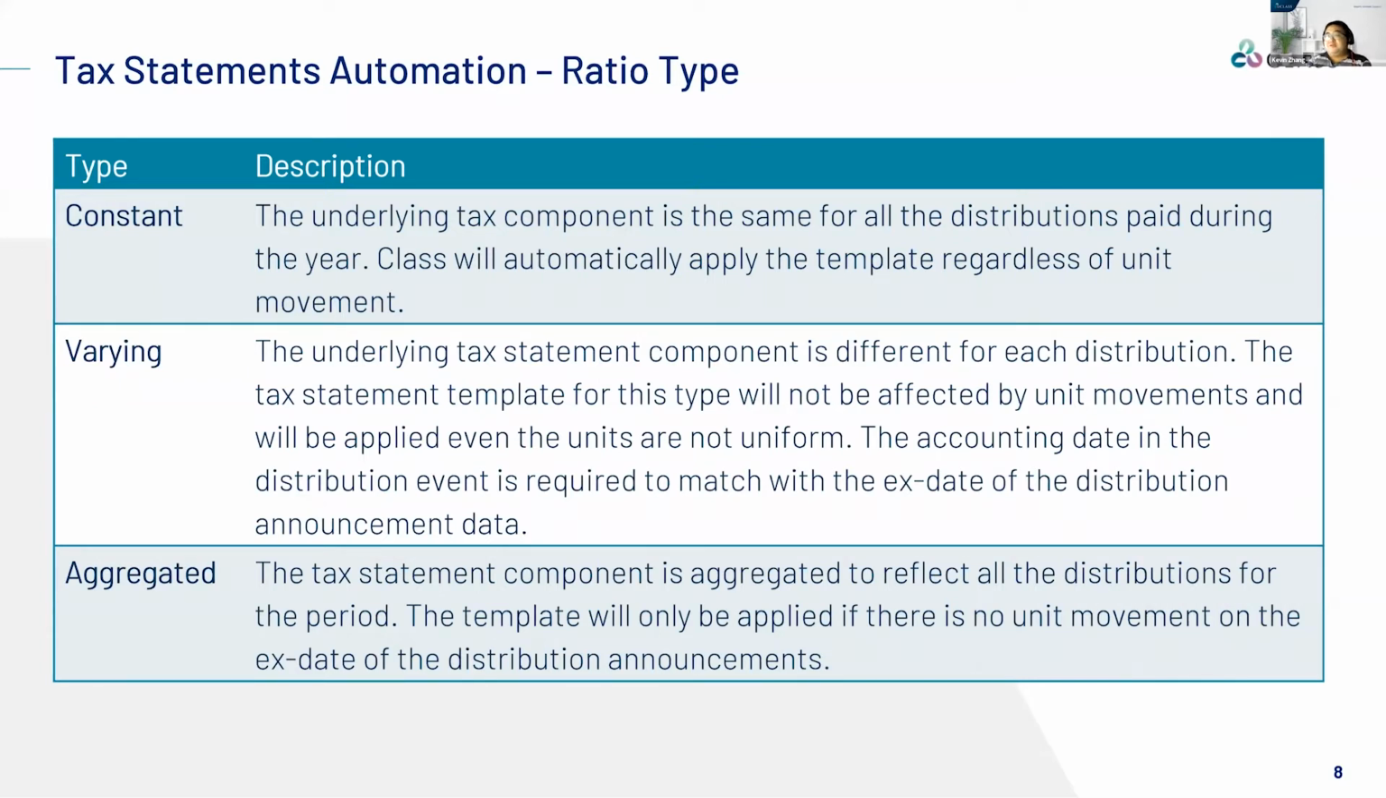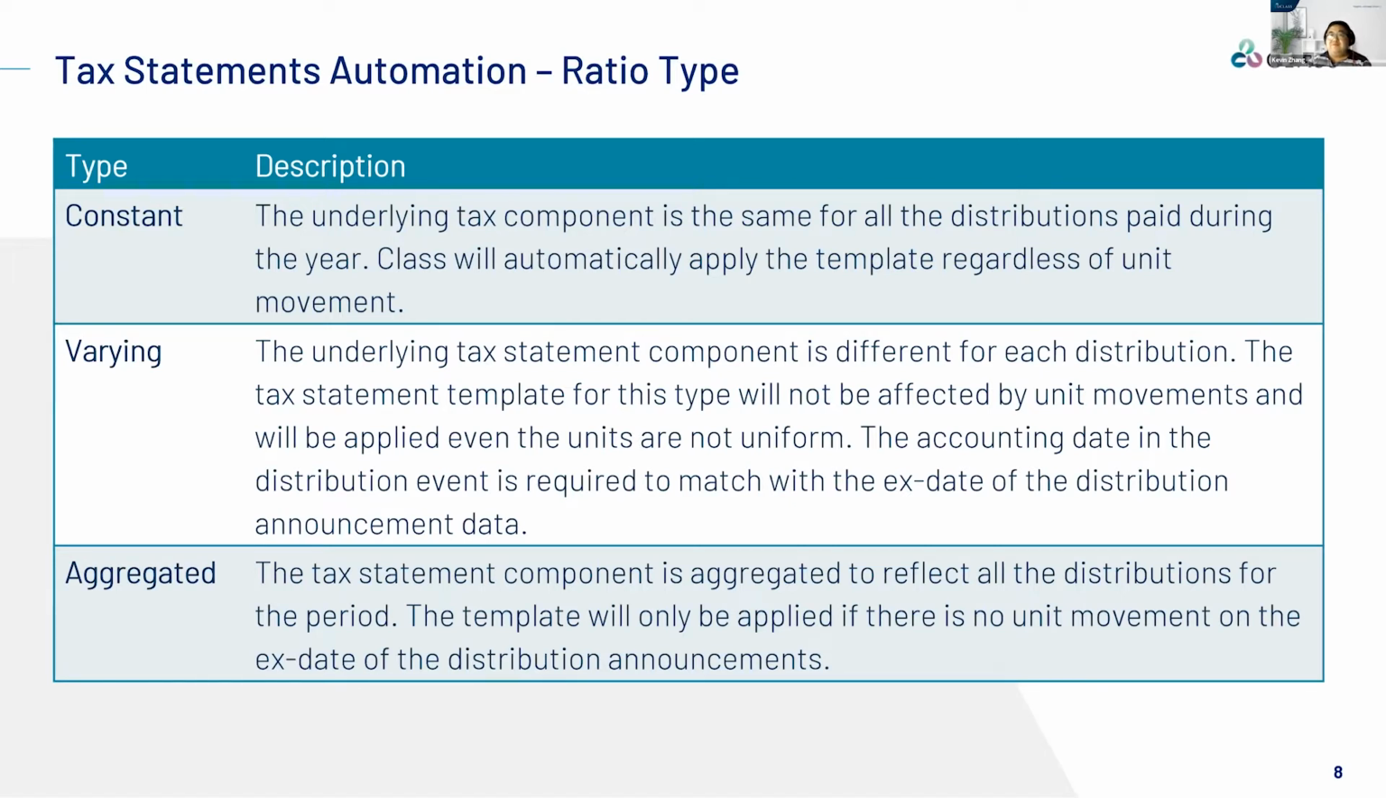So those tax statement components are usually aggregated to reflect the overall distribution for the period. We have done some analysis on our client base, and close to 70% of all self-managed super funds don't actively trade, buy and sell their managed funds throughout the year. So for aggregated ratio, if we provide it to those customers, it can still generate a tax statement template very accurately.